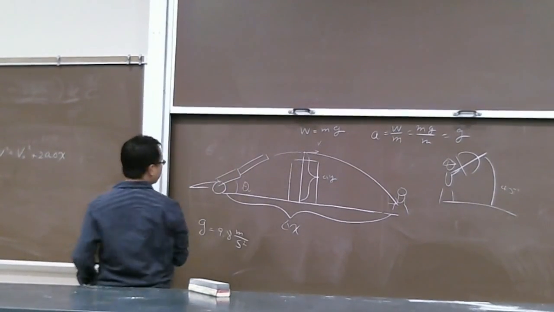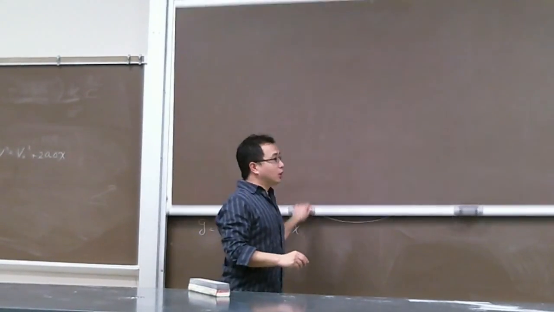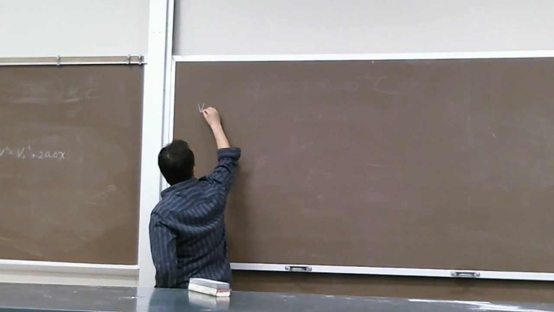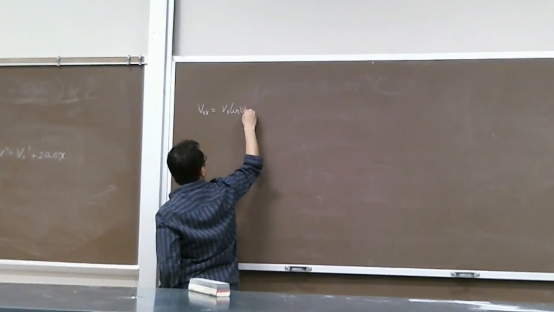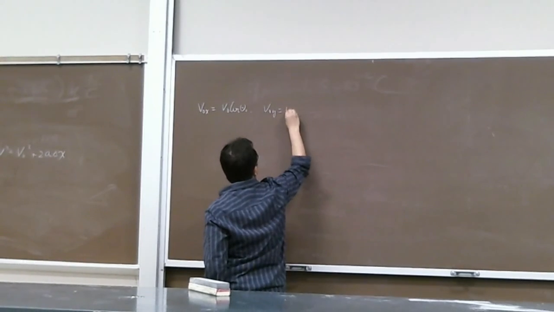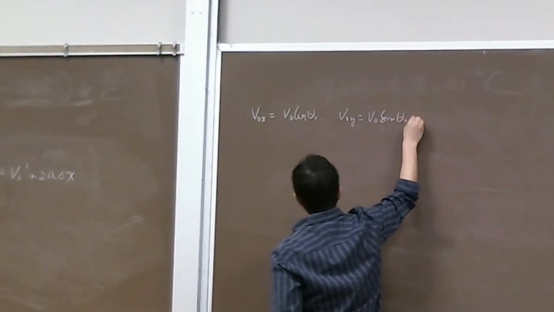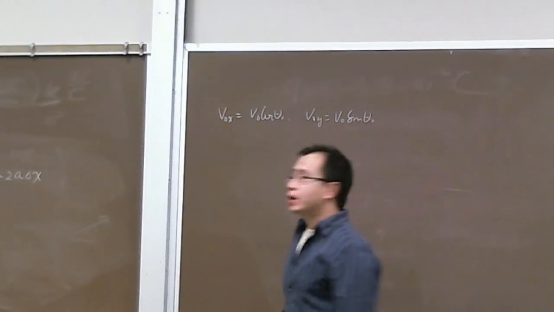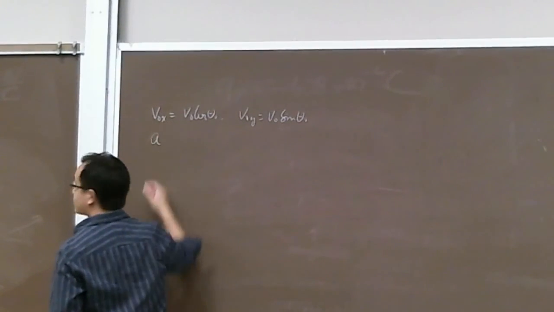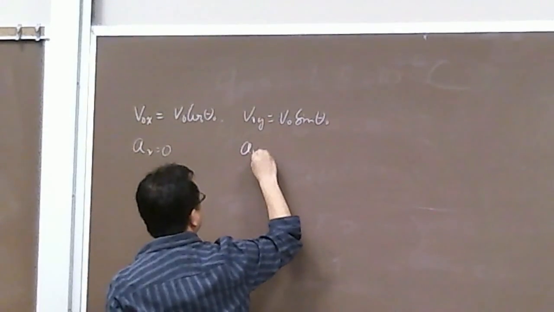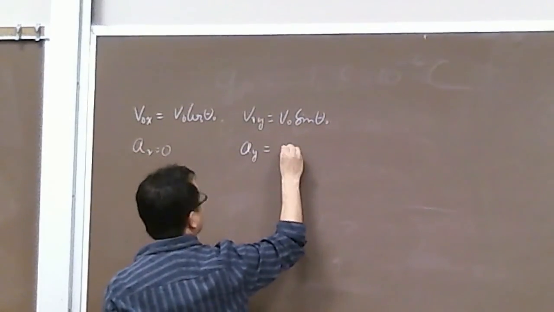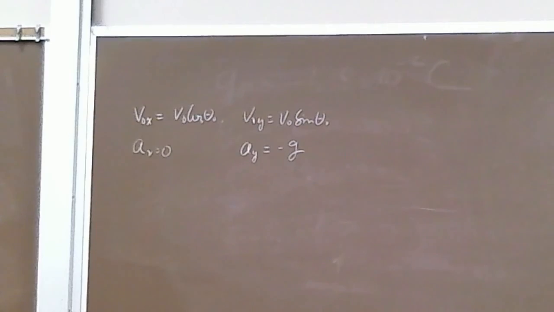For this part, if we write down the known quantities, the initial quantities will not be changed. V naught x will be V naught multiplied by cosine theta naught. V naught y will be V naught multiplied by sine theta naught. Nothing will change for the initial condition. And acceleration will not change because it's a constant at any time. So ax equals 0, ay equals negative g. But here, please don't put this condition for part B. This is the part A.